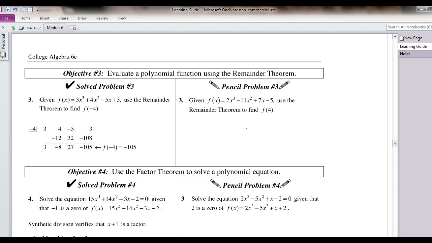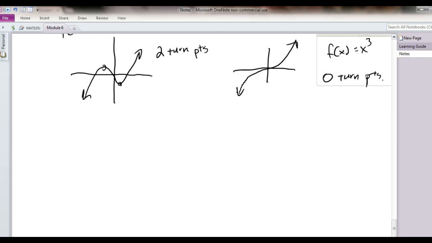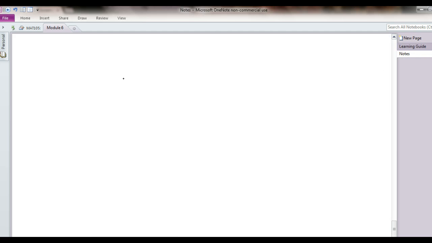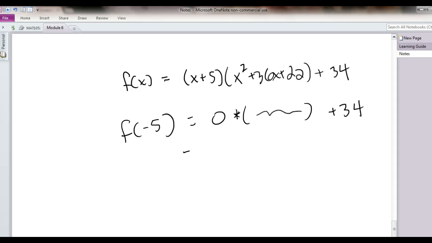Alright, so now let's talk about the remainder theorem. So the idea of the remainder theorem is just that if you have f of x equals, let's say, x plus 5 times some complicated stuff, x squared plus 36x plus 22, plus 34, something like that. Then if we do f of minus 5, what's happening? Well, we're going to get 0 times something plus 34. Well, 0 times something just makes that all go away, and we just get the 34 that's left over.